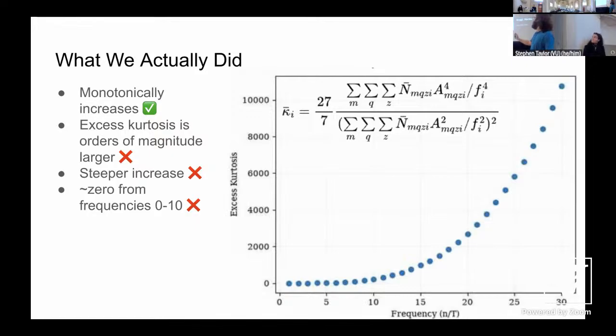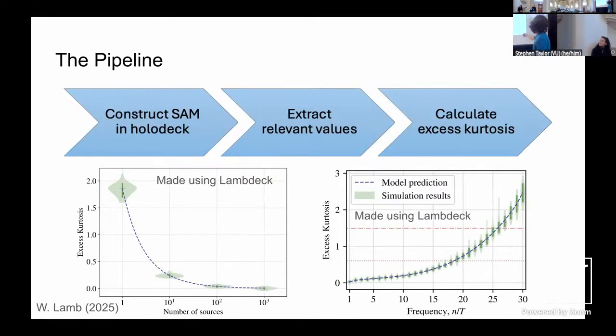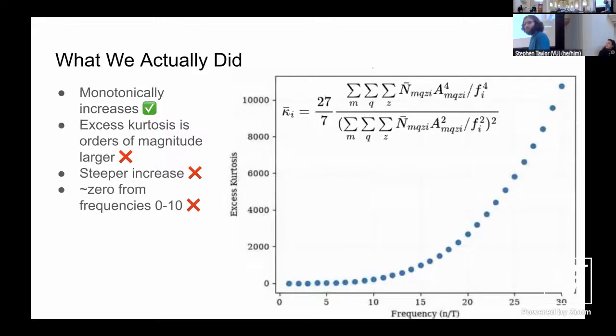We do this for each frequency that we're looking at, and we can get this function that is similar to the one William made, this one here. Excess kurtosis is a function of frequency. And you can see we match him in some respects. We increase as we increase our frequency. Yeah, excess kurtosis increases as frequency increases. That's great.